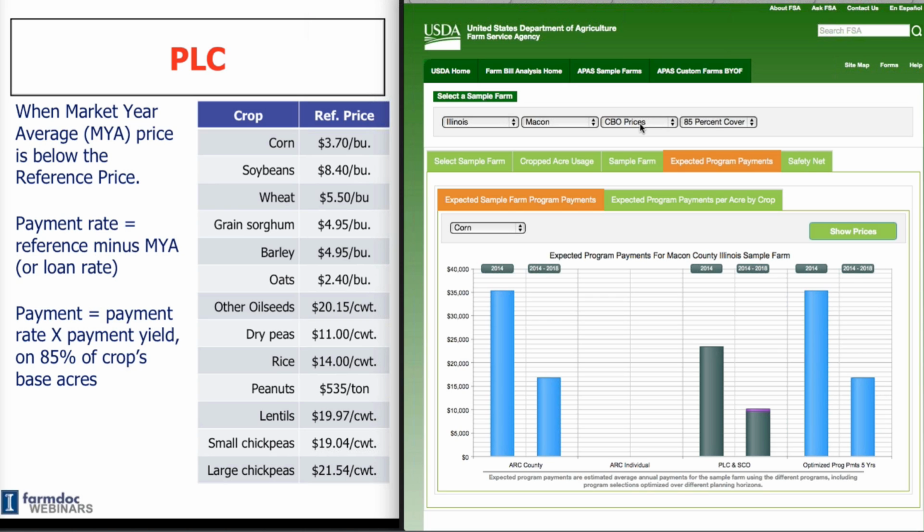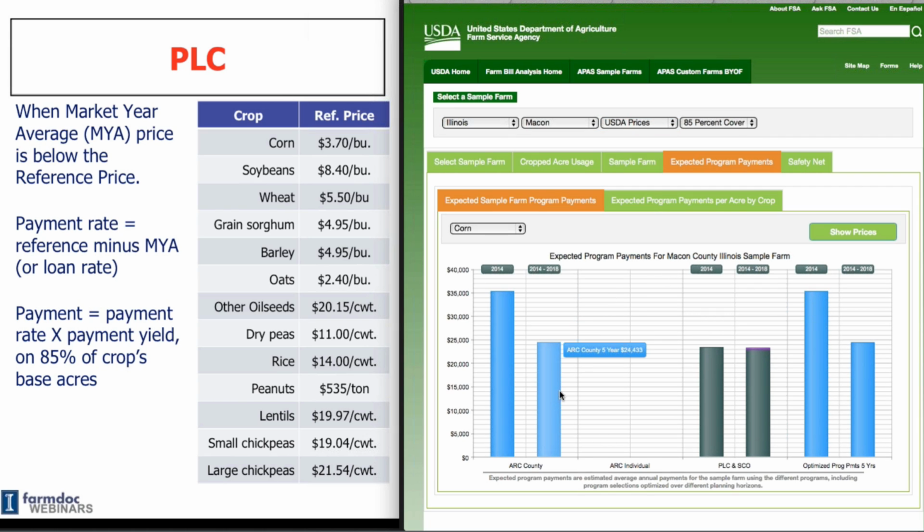But they're in there, and you can select the 3 different prices from the 3 sources just to compare how that impacts the relative performance of the programs here. So Gary's got CBO prices in there now. I think he's going to switch to USDA probably. And now with USDA, remember, USDA has much lower prices, and PLC is going to come up closer to ARC County.